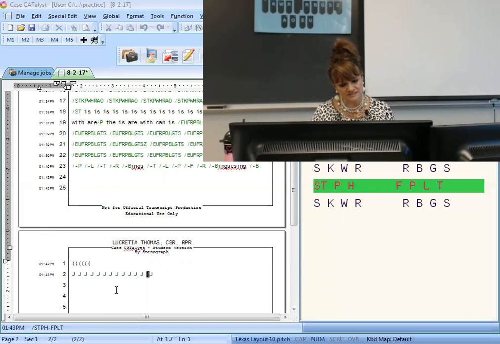So here we go. This is going to be upper bank, lower bank, and I'm just going to say upper bank or lower bank, and you're going to write it down on the machine.